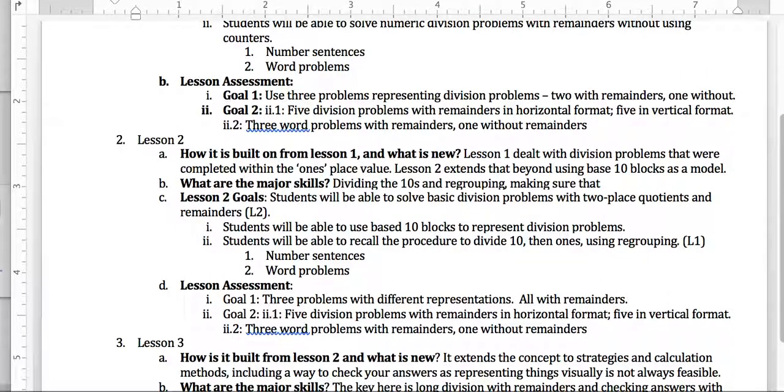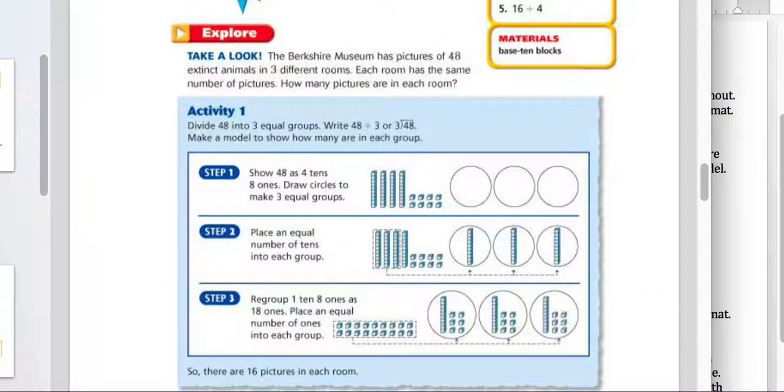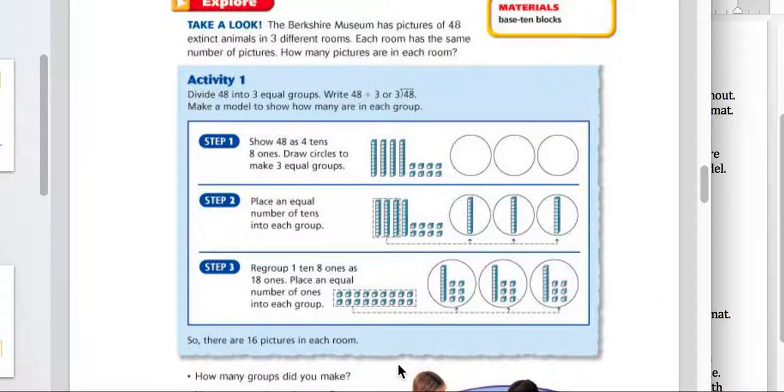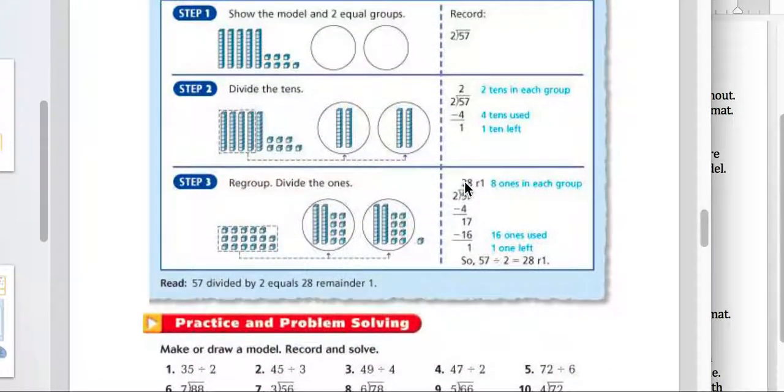So when I look at lesson 2 then, the questions I want you to get in the habit of asking yourself is how do I get to lesson 2 from lesson 1? How does it build on lesson 1 and what is new? Well, if I look at lesson 2 right now, I'm using base 10 blocks. And the big thing that you'll notice is that now I'm dividing, right, the tens column first. And if you look at the problems here right now, I have these double-digit quotients.